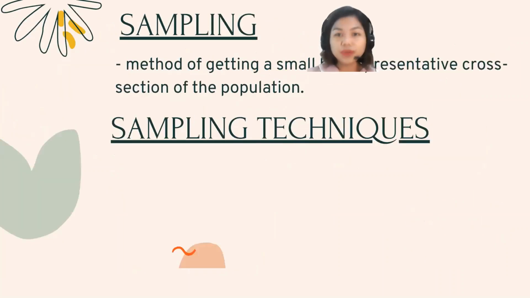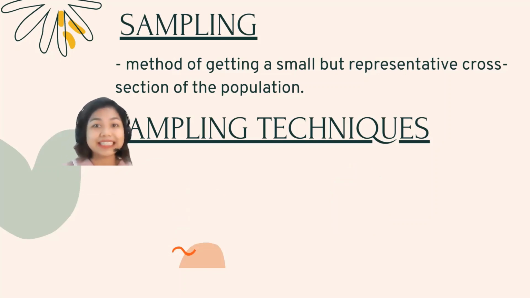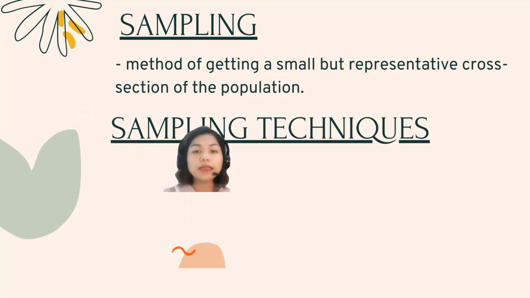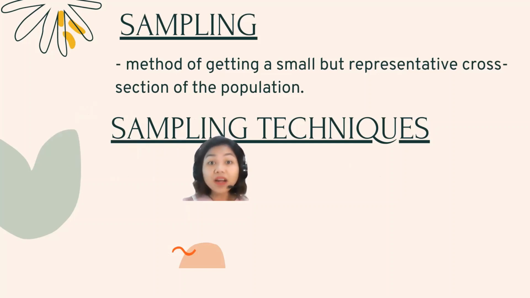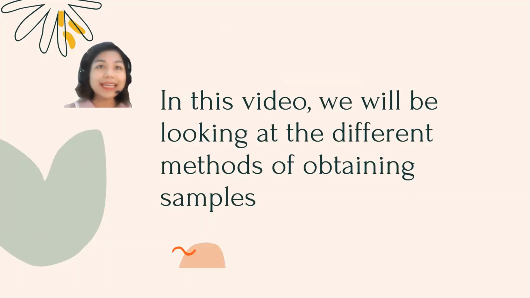Now, what's sampling? So sampling, as you know, it's so cliche. It's a method of getting a small but representative cross-section of the population. And in sampling, we need not to simply get or take out a sample, but we need to have different techniques in order for us to make sure that the samples that we use are actually the exact representative of the population. For us to say that even if we failed to use the population and we only use the sample, then our conclusions, our validations are reliable, are true, or authentic. So in this video, we will be looking at the different methods of obtaining our samples.